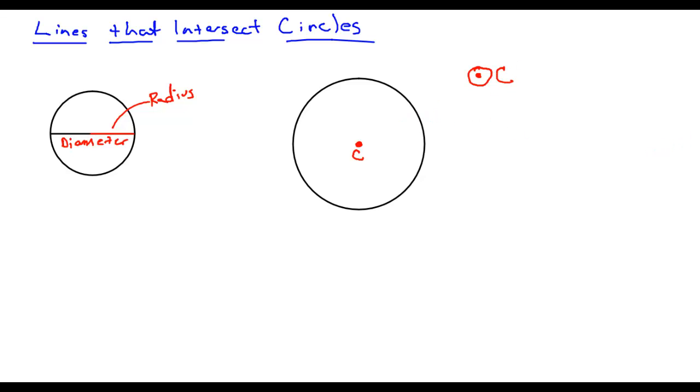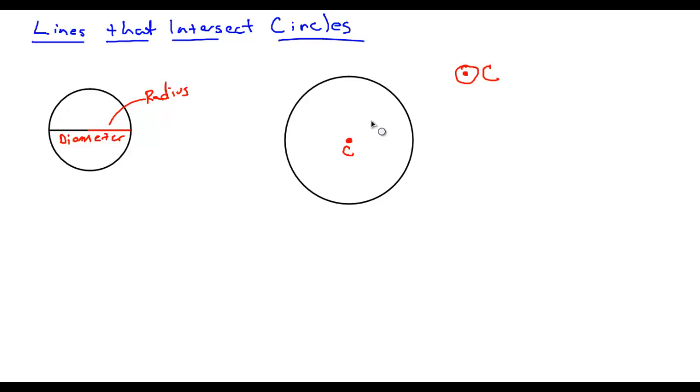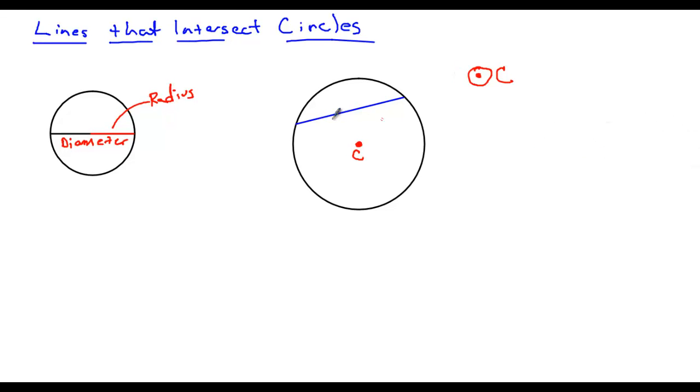Now there's several different kinds of lines that can intersect a circle besides a diameter and a radius. So I'm going to draw a couple of them in there. So we could have something that goes like this. And this is a segment that goes from one side of the circle to the other side of the circle. It doesn't go in the middle like a diameter. This is called a chord. The chord is just a segment that intersects a circle. So the diameter is a chord, but we call it a diameter. So if it's just like this, chord.